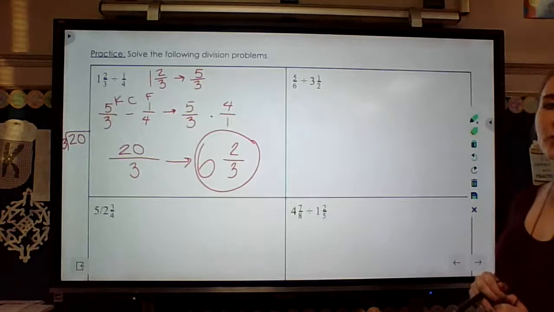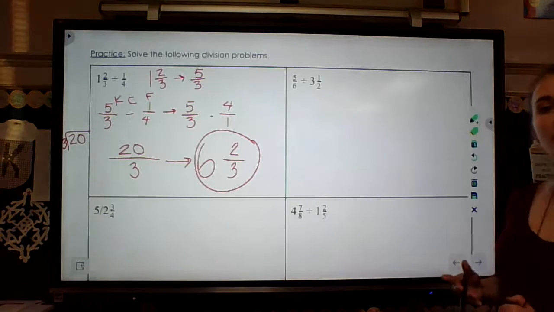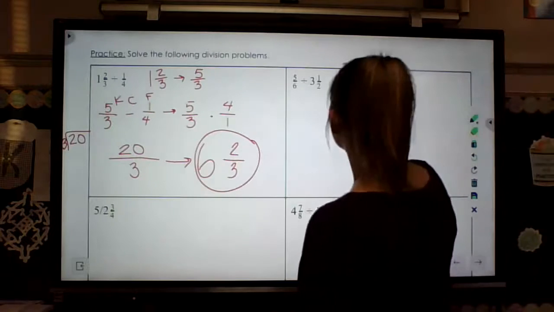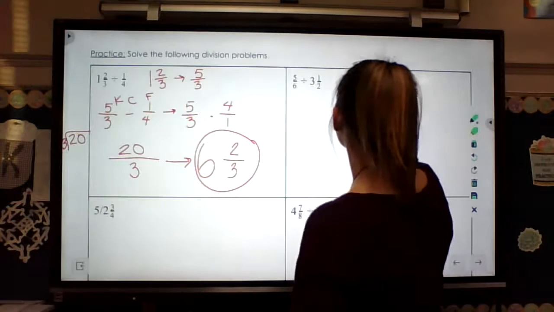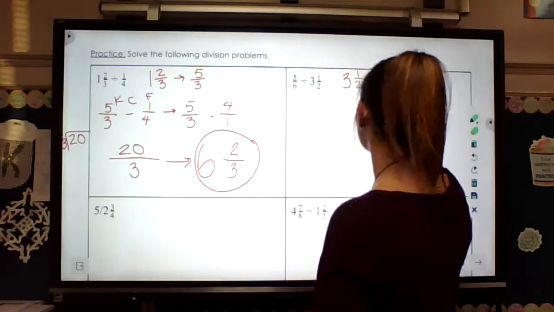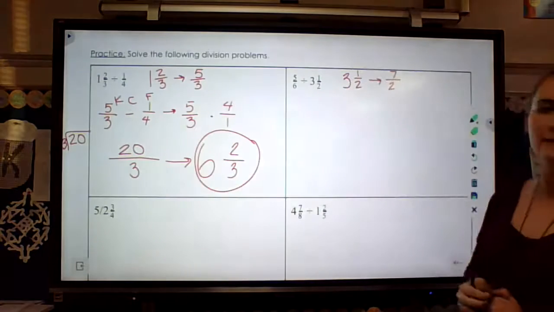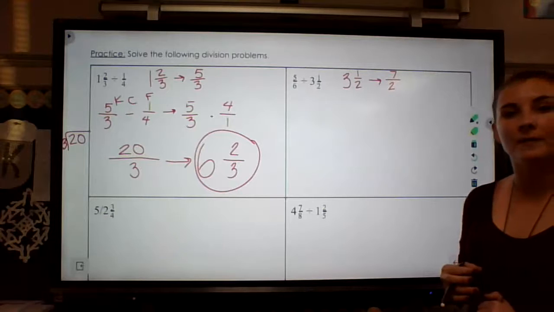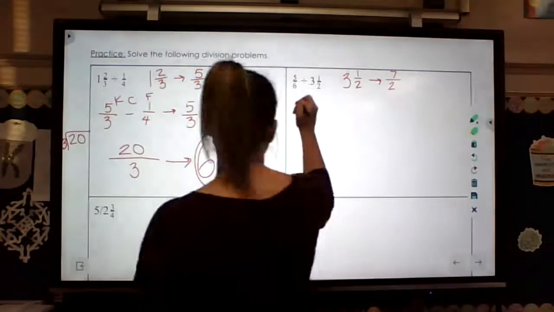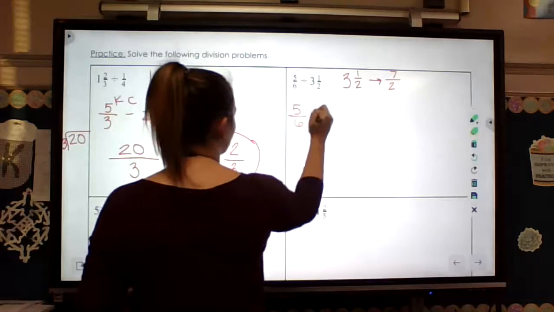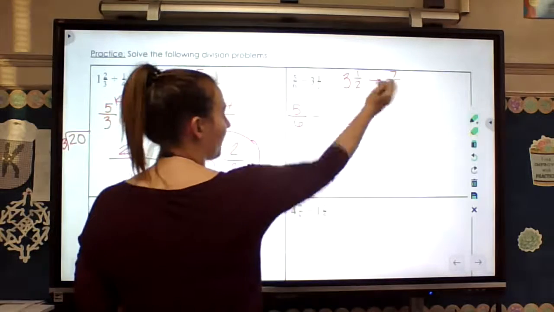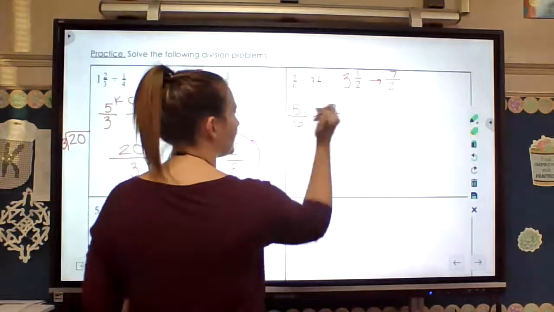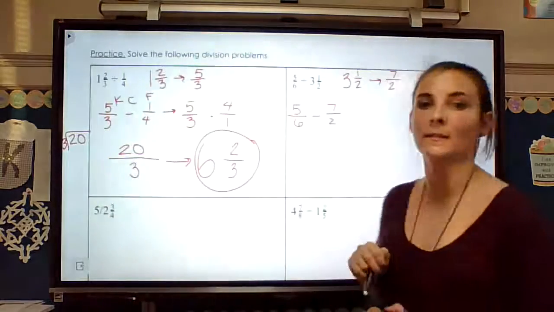5/6 divided by 3 1/2. Again, you have to make your mixed number improper first. So 3 1/2 is going to be 7/2. 2 times 3 is 6, plus 1 is 7. When I rewrite this, my order is really important to keep the same. So 5/6 didn't change at all. I'm going to leave it first. 3 1/2, I just changed to 7/2, but it's still going to go second in my list.